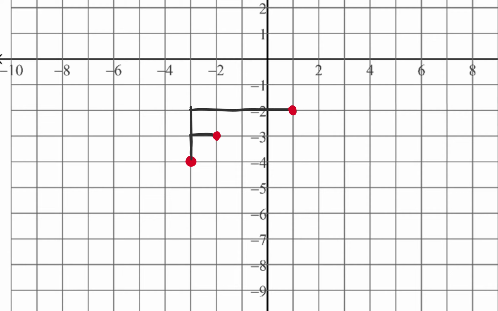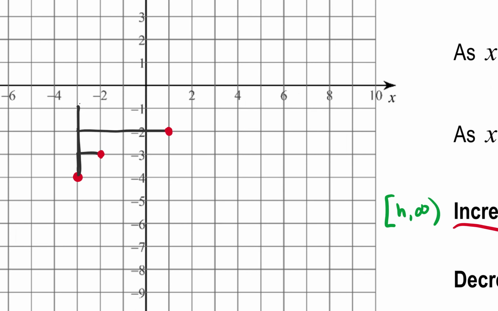There's my point. And then the next one that I could probably do, I won't always be able to do 3, but you should at least be able to do the first 2. If I go up 3, I'm going to go right 3 squared, which is 9. So that would be 1, 2, 3, 4, 5, 6, 7, 8, 9. There's my third point. So it's just like a quadratic, it's just turned on its side. So instead of going over and up, I'm going to go up and over. Or if it was decreasing, I'd go down and over.